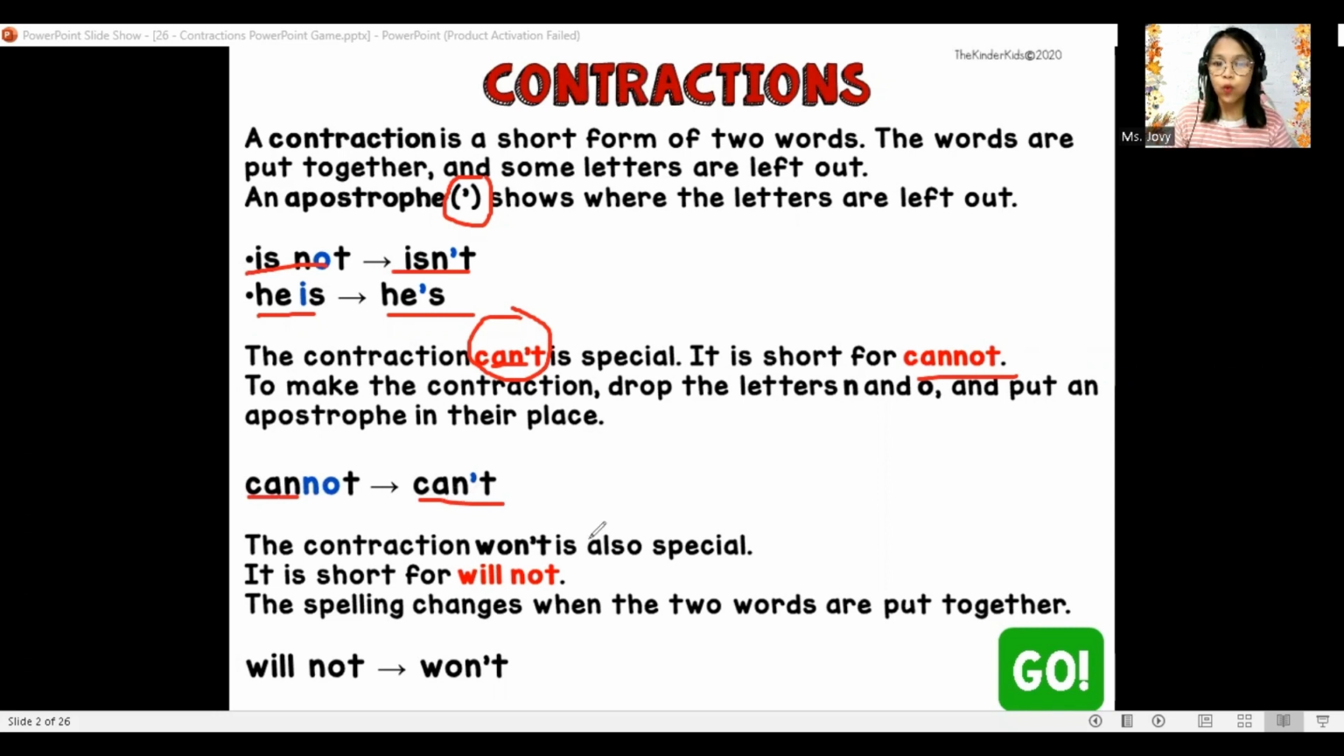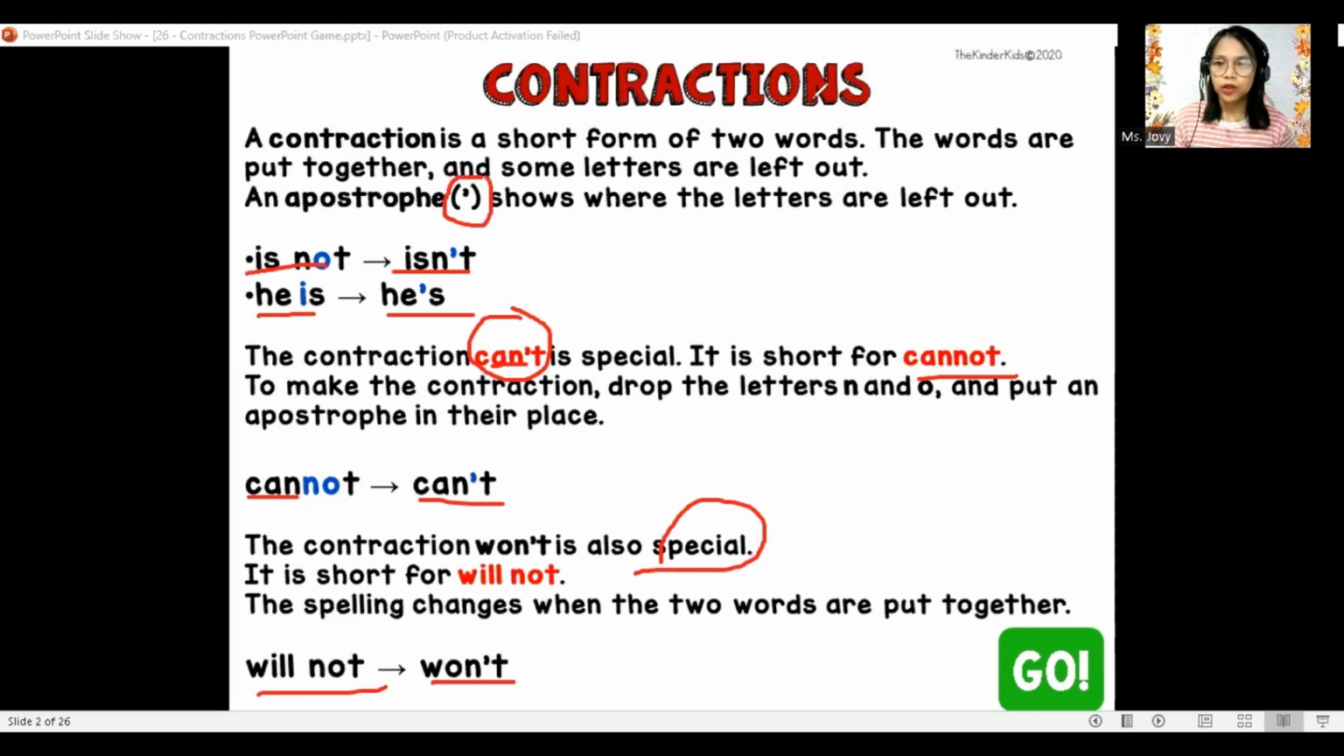Now, the contraction "won't" is also special. So not only "can't," but also "won't." It is the short form for "will not." The spelling changes when the two words are put together. So we have "will not," the contraction is "won't."